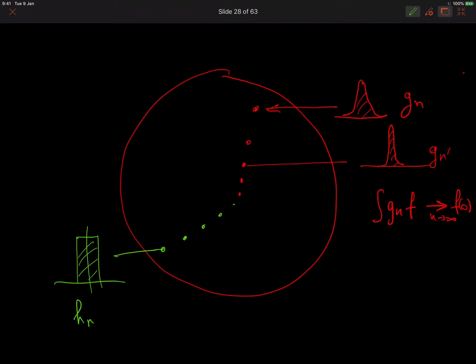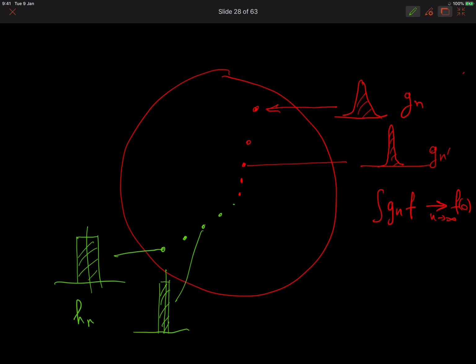So this is one member of the sequence. This is another one. It has a higher and shorter rectangle, again unit square. With this function as well, if you integrate some test function with the hn, you will get something, and that something will converge in the limit to the value of f at 0.